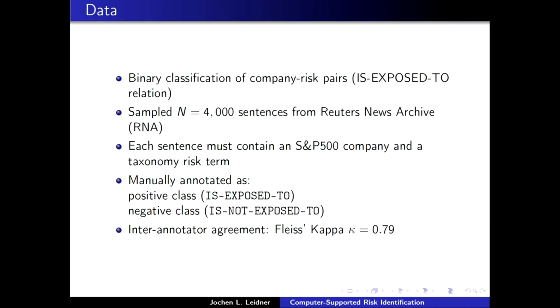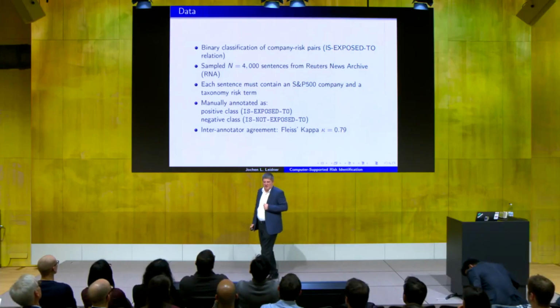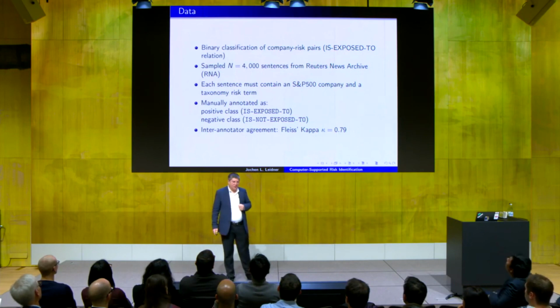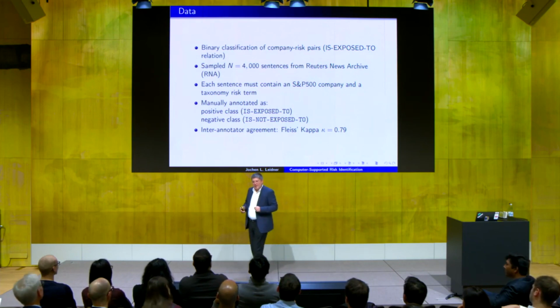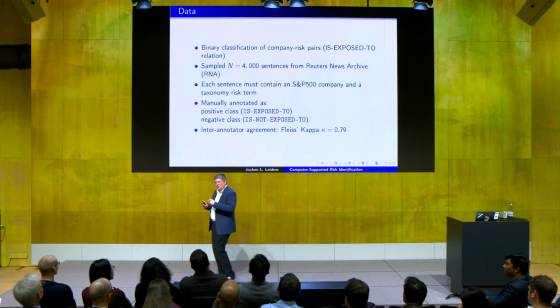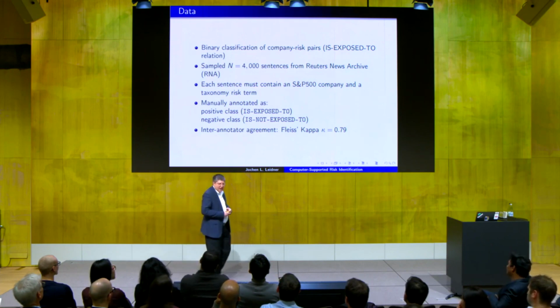In terms of data, we annotated about 4,000 sentences from the Reuters Risk Archive. This is a painful exercise. We were successful in getting a Fleiss kappa inter-annotator agreement of about 80%, 0.79, which we found satisfactory, but it took us a couple of rounds to get there. It's really hard work. And we used a binary annotation of, does this example sentence really stand for risk exposure? So based on this sentence, would you agree that there's an expression of X is exposed to Y or not?